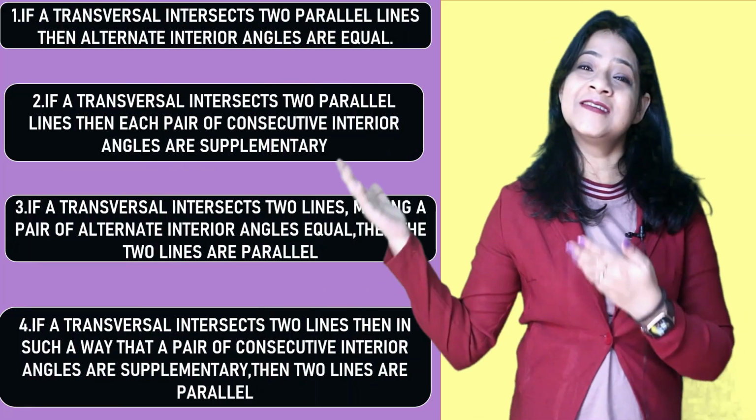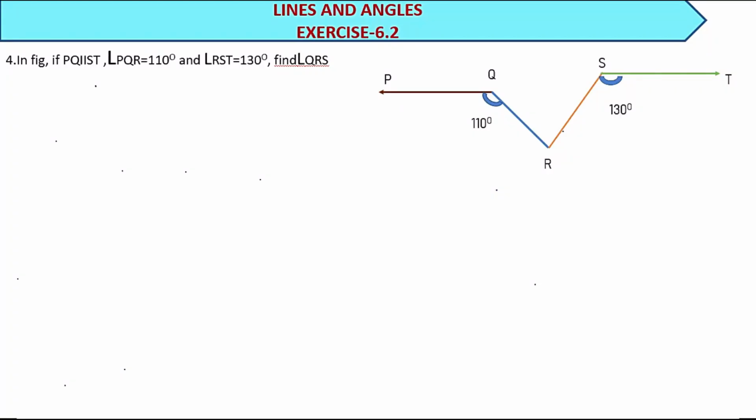Side by side, you should also have a deep understanding of the 4 theorems which are here. Question number 4 of exercise 6.2 is: in the figure, if PQ is parallel to ST, angle PQR equals 110 degrees and angle RST equals 130 degrees, find angle QRS. Some of you may wonder how it is given that PQ is parallel to ST. But let me tell you, the position of PQ and ST is such that this is PQ and this is ST, so obviously you can see that PQ is parallel to ST.